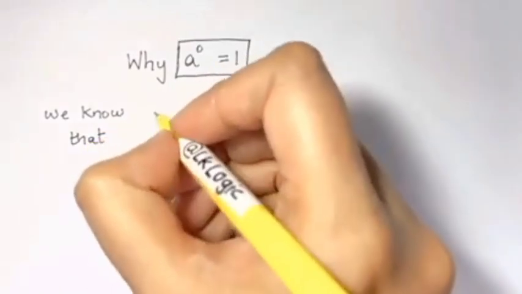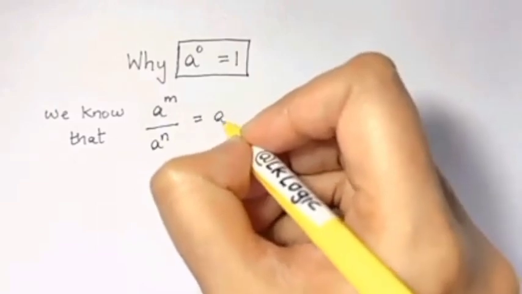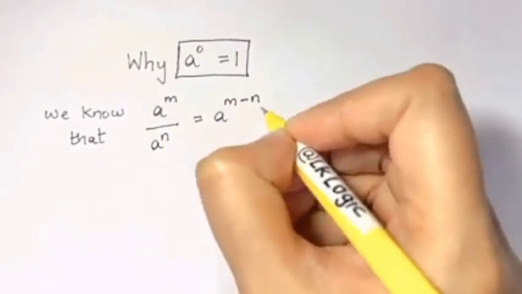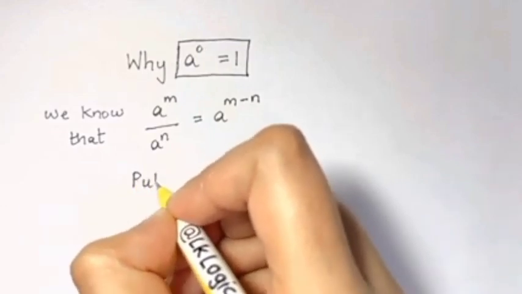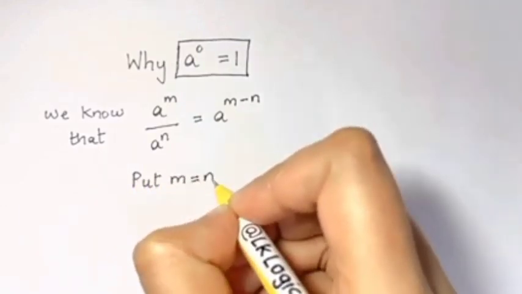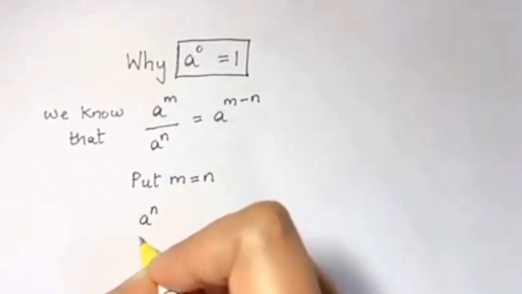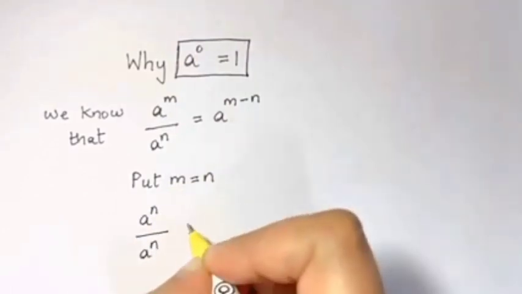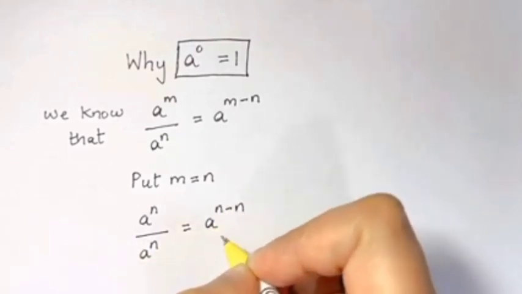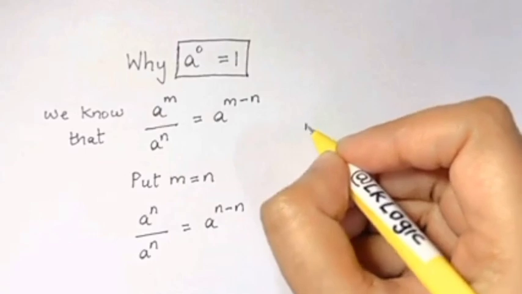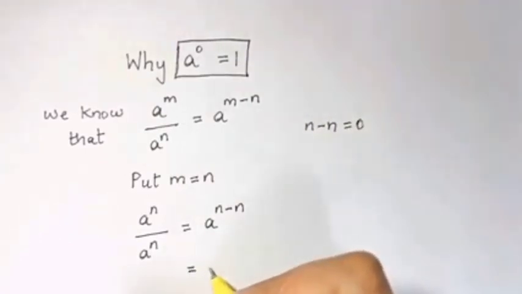So you must be knowing this property. We know that a to the power of m over a to the power of n equals a to the power of m minus n. If you have the same base and there's division between them, you subtract the powers. Now what we're going to do is put m equal to n, substitute. So we get a to the power of n over a to the power of n, which is equal to a to the power of n minus n. And as you already know, n minus n is equal to 0. So we get a to the power of 0.